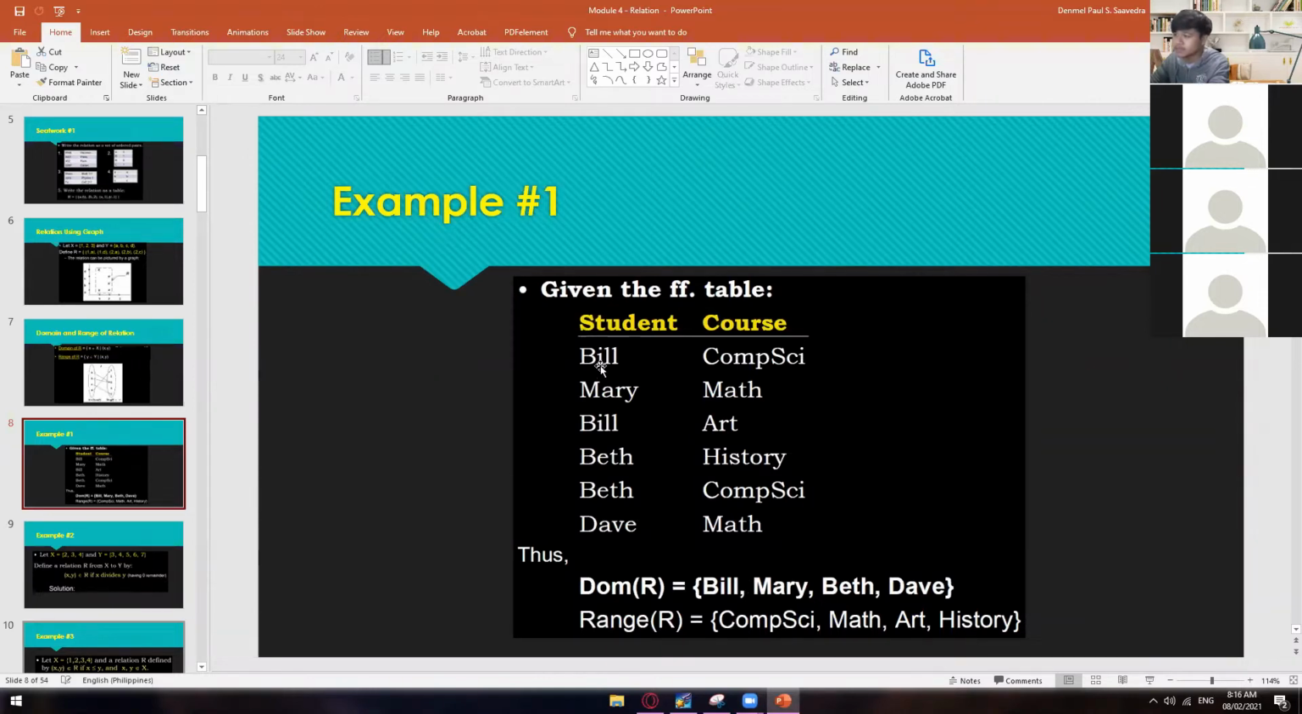As you can see, we have two Bills and then we have two Beths. But since it's in the form of a set, we have to remove the repeated elements. So here we could say that the domain is Bill, Mary, Beth, and Dave only. For the range, we also have four, because comp sci is repeated and math is also repeated. So we have only four in the range and four in the domain. Are we clear so far up to this point?